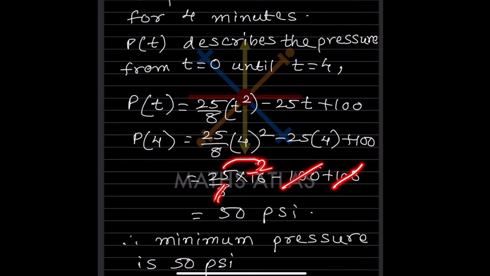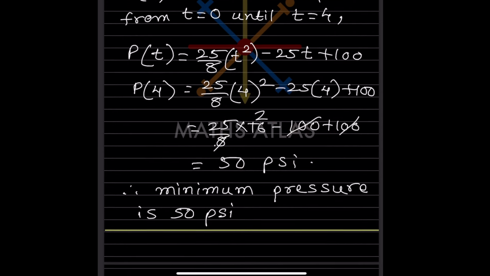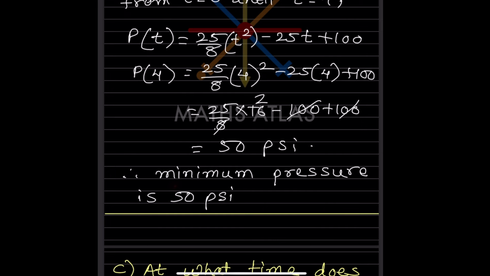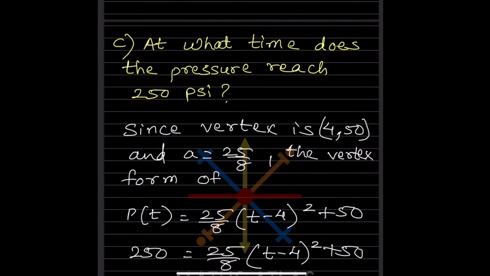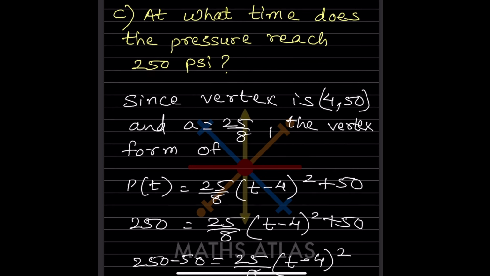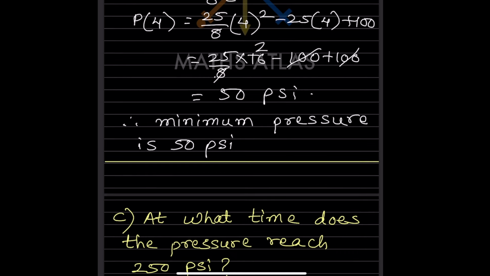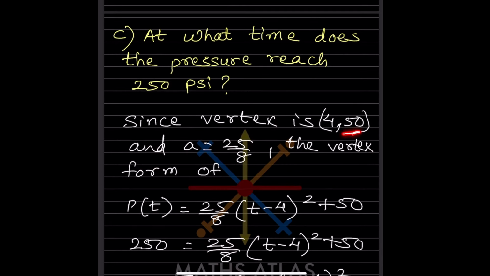So now this is going to be 50 psi. So what we can say, therefore, the minimum pressure is 50 psi. Now here they asked, at what time does the pressure reach 250 psi? The vertex we already got as 4. So this is x, and whatever value we got, this is y. So this is 50, and a is 25 by 8.